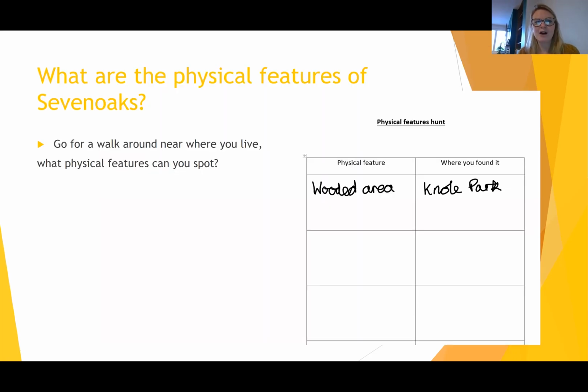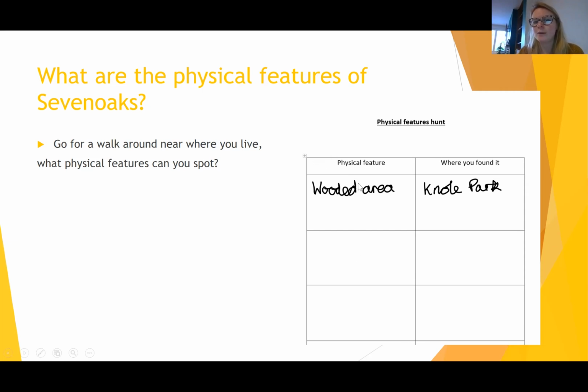Right. Now then, what are the physical features of Sevenoaks? For the rest of this lesson, what I would like you to do is go for a walk around near where you live. So you might live in Sevenoaks itself, you might live in Kemsing or Seal, but wherever it is you live, you're still in the Sevenoaks area. So even if you're out in the Edenbridge, it's still considered to be sort of in the Sevenoaks district. So could you go and have a walk around where you live, and can you take the sheet with you? You can find this on the class page.